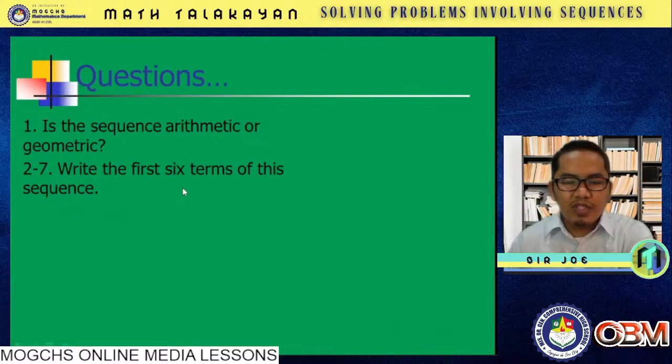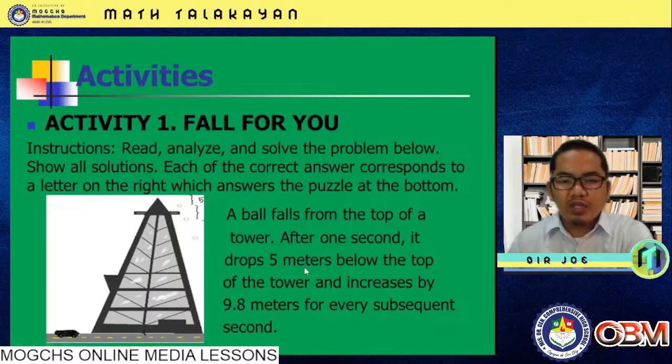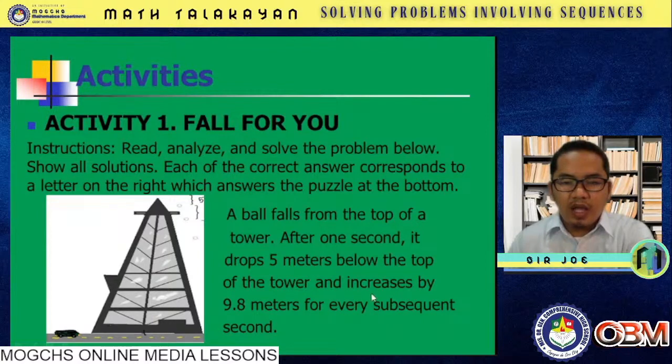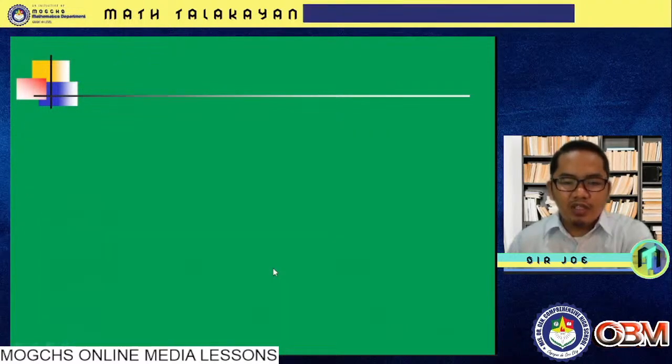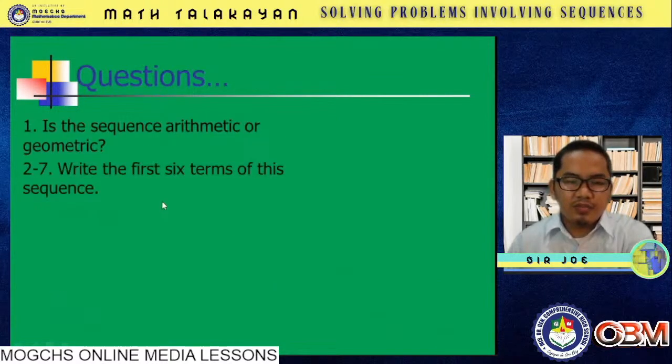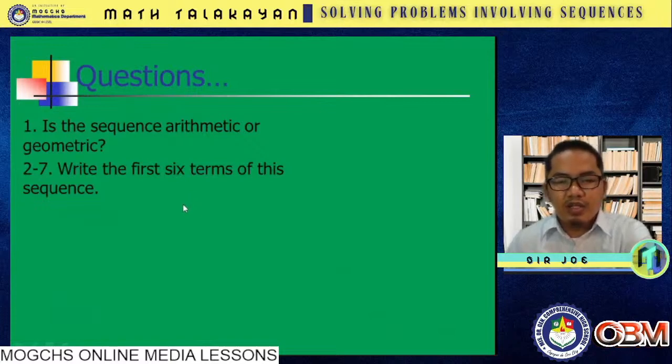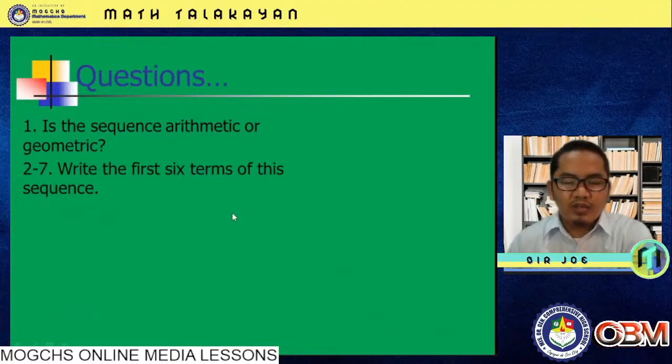So we're going to write the first 6 terms of this sequence. We know that the first term is 5, since after 1 second, it drops 5 meters below and increases by 9.8 meters for every subsequent second. So after 5 meters, what is the next? You are going to write 6 terms of this sequence. 5 is the first term, which I will give to you. Second, third, fourth, fifth, and sixth. You can use a calculator to make sure of your answers.